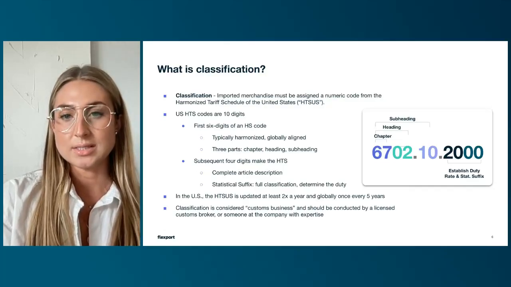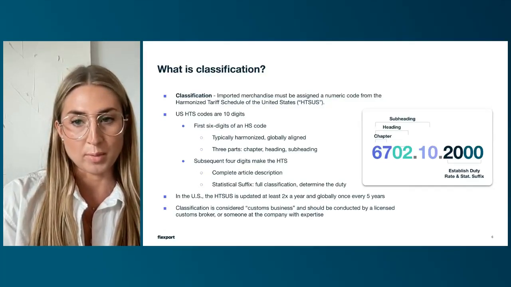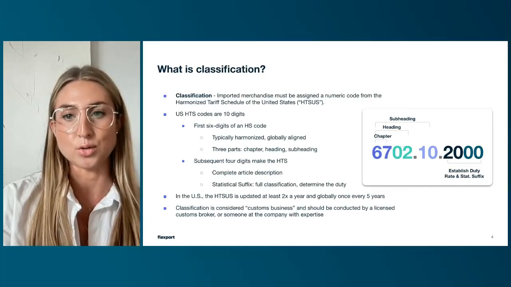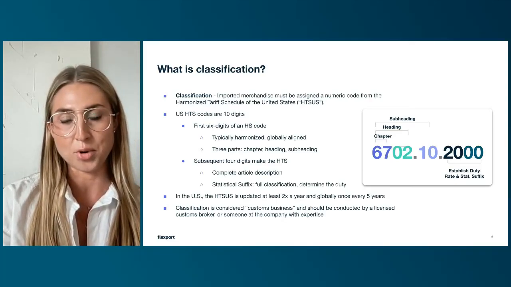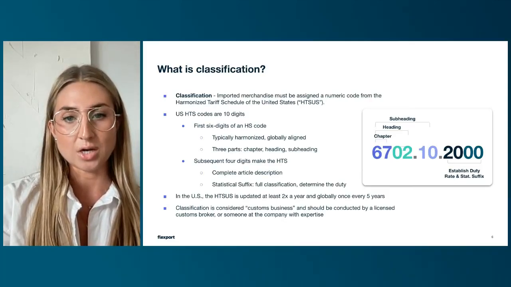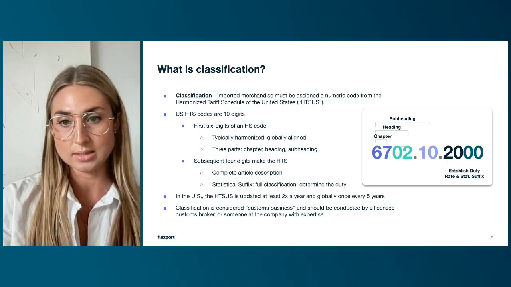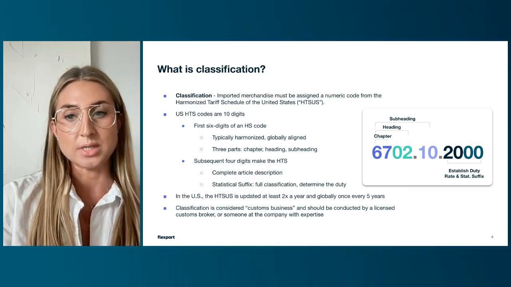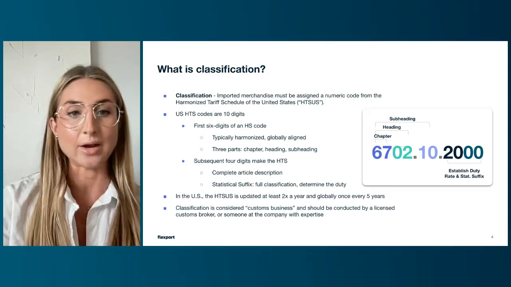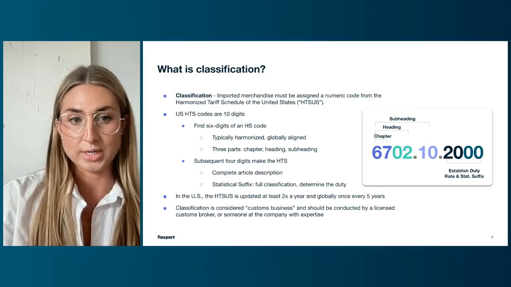So the first 6 digits of the code are typically harmonized, and this means that those 6 digits will usually be the same for a product when you're importing it to different countries. However, this is not always the case. There are instances where you will see countries that classify goods in an entirely different manner than other countries.